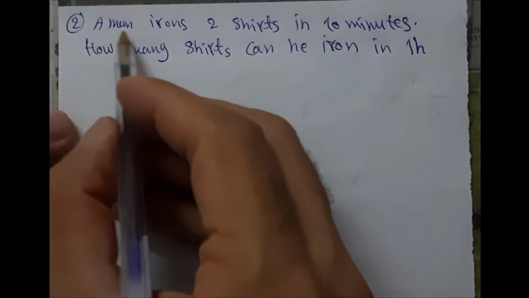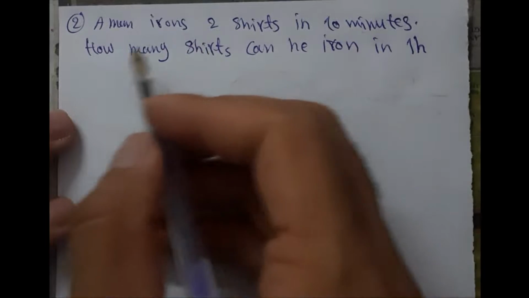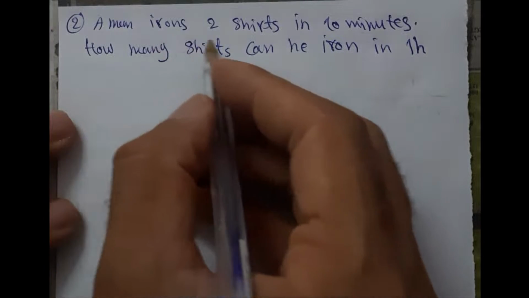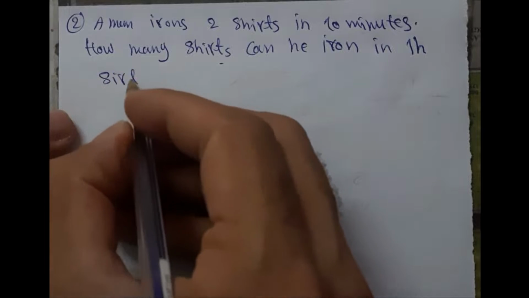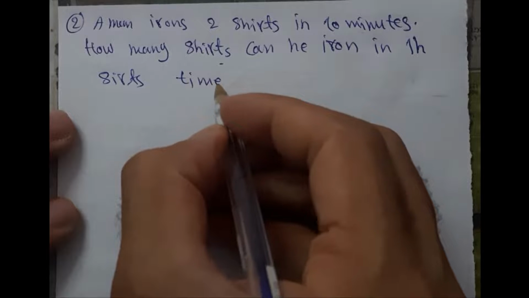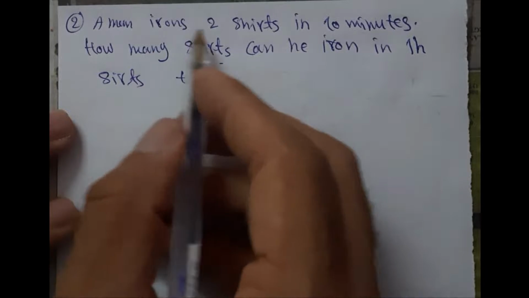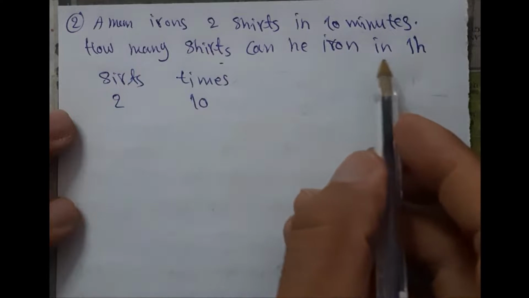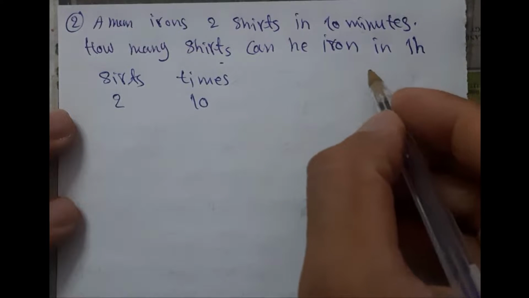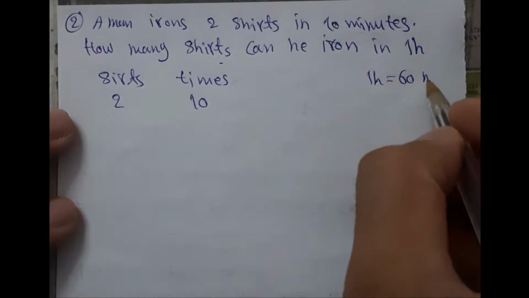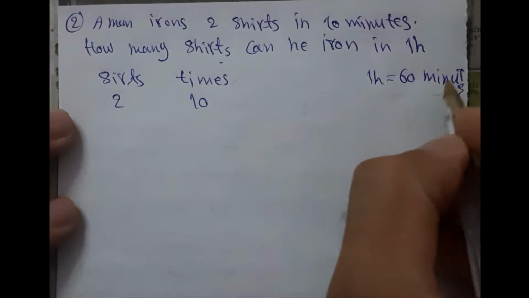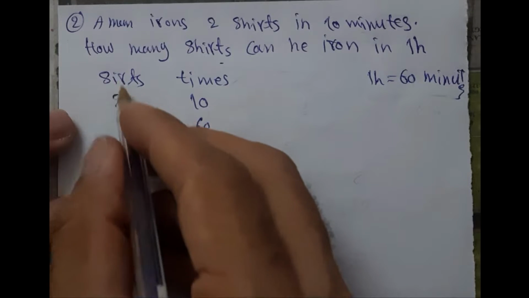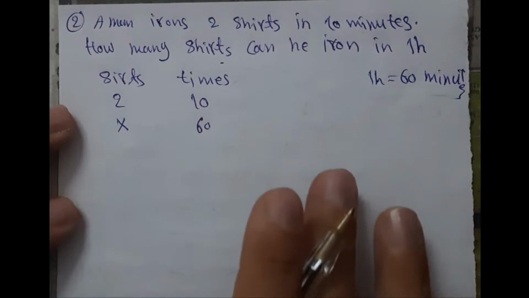Second example, a man irons 2 shirts in 10 minutes. How many shirts can he iron in 1 hour? Actually, we have shirts and time. 2 shirts in 10 minutes. Here 1 hour, we know 1 hour is equal to 60 minutes. So 60 minutes, and here the number of shirts which he can iron is unknown.